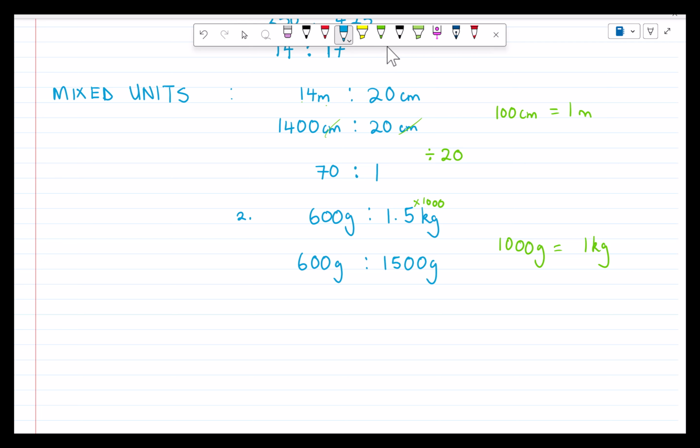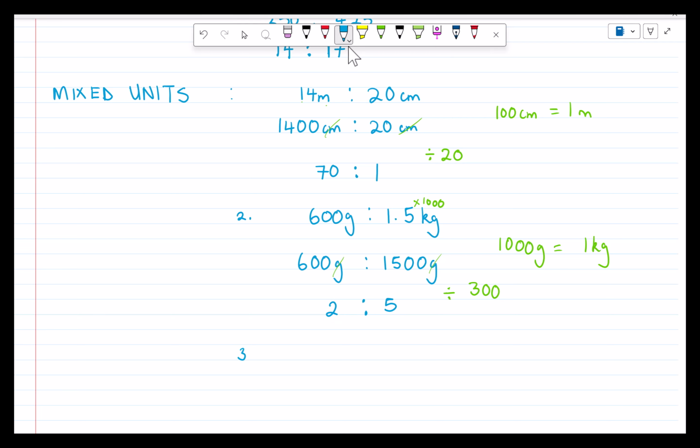And again, we can get rid of the units because they are now the same. Then we look for the highest common factor of 600 and 1,500. And our highest common factor is equal to 300. Hence, we're going to divide both by 300. 600 divided by 300 will give us 2. 1,500 divided by 300 will give us 5. And now that we have 2 is to 5, we cannot further simplify this. So this leaves 2 is to 5 as our final answer.